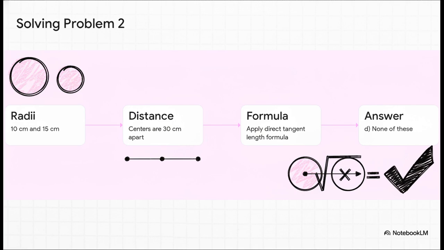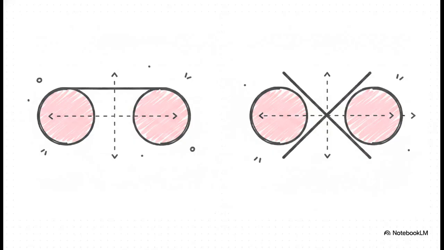Now check the options again. Do we see 5 root 35 anywhere? No way. So the correct mathematical choice from our source is actually option D, none of these. You know, what's really interesting about this is that none of these is a classic exam trap. You have to trust your calculations enough to confidently pick that option without second-guessing yourself. And this actually brilliantly illustrates a major exam point that I need you all to remember.